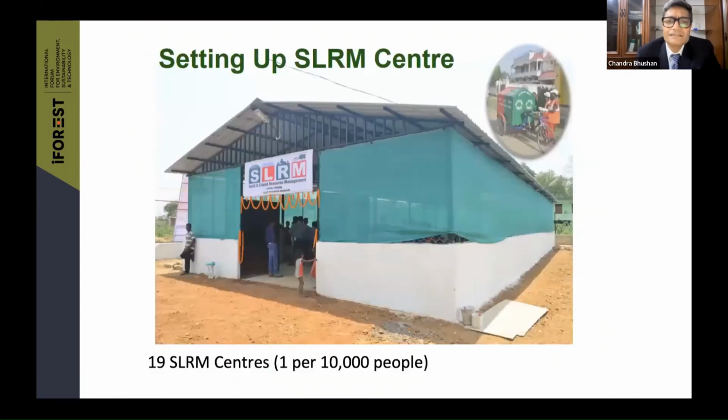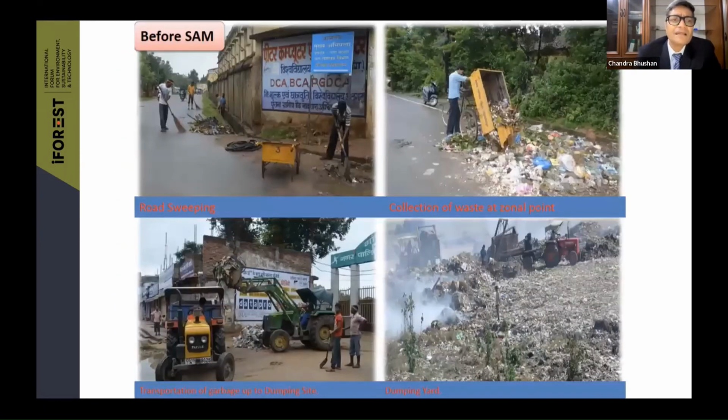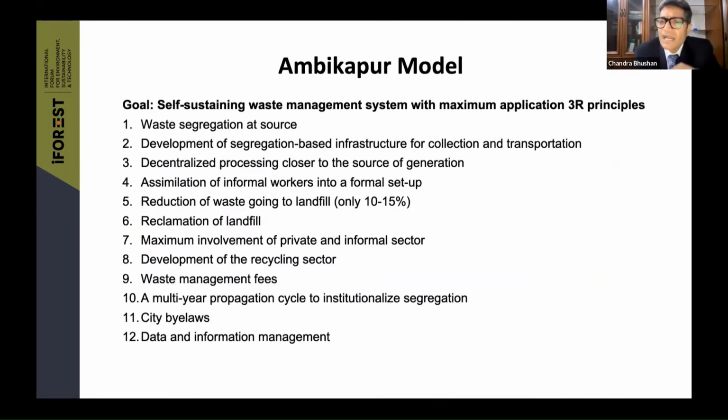I'll go back and just tell you the principles again. Segregation at source can be enforced in every city. Every city can come out with a city bylaw to enforce segregation at source. You can penalize people who are not segregating waste, and you can reward people who are segregating waste.